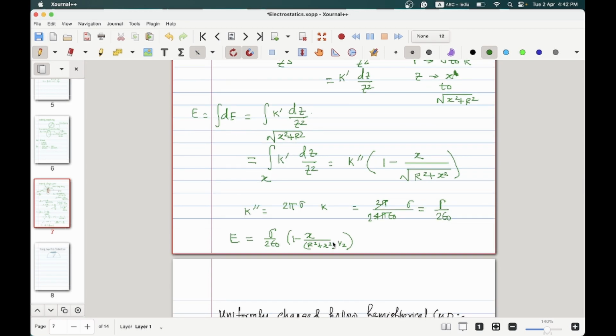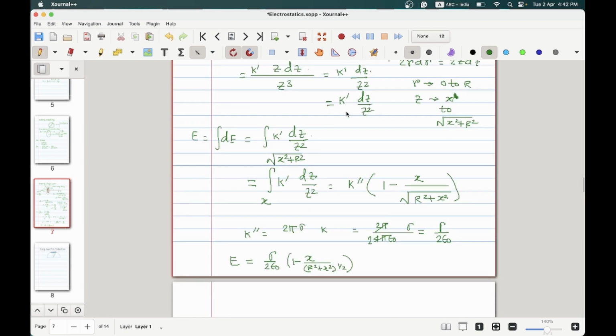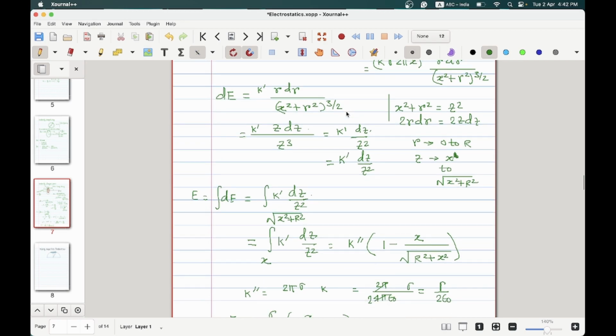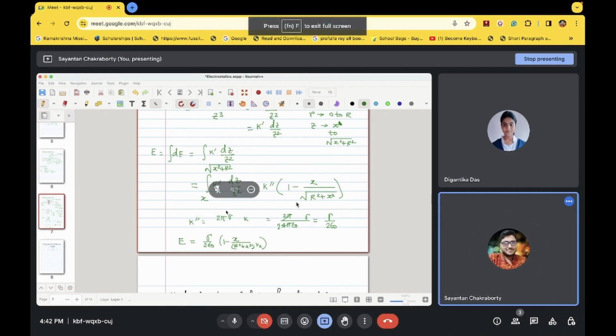Okay, so now we can conclude here. In the next lesson we're going to learn about the graphs for these expressions, the E versus r graph. So you can conclude the class here. So bye.